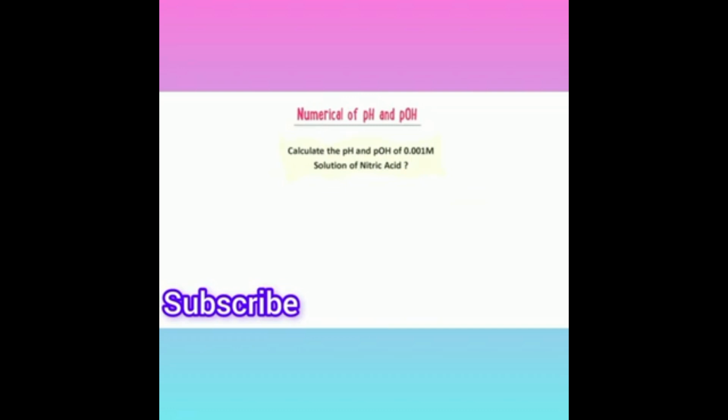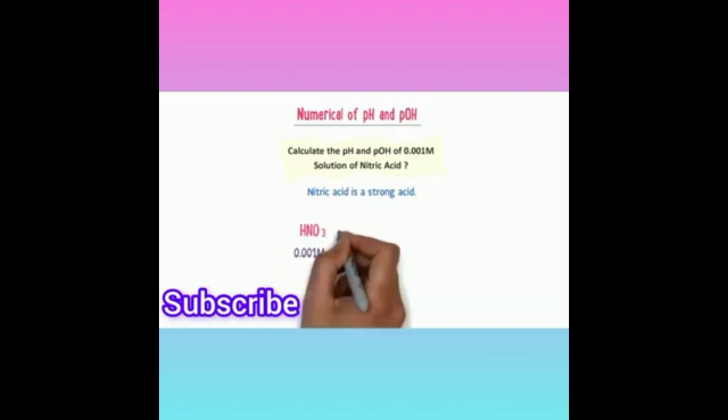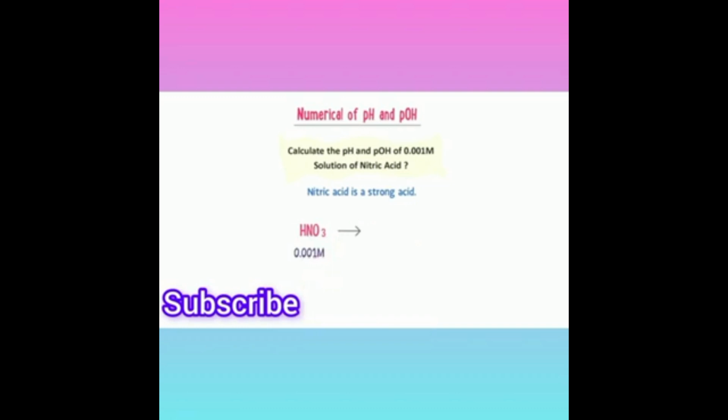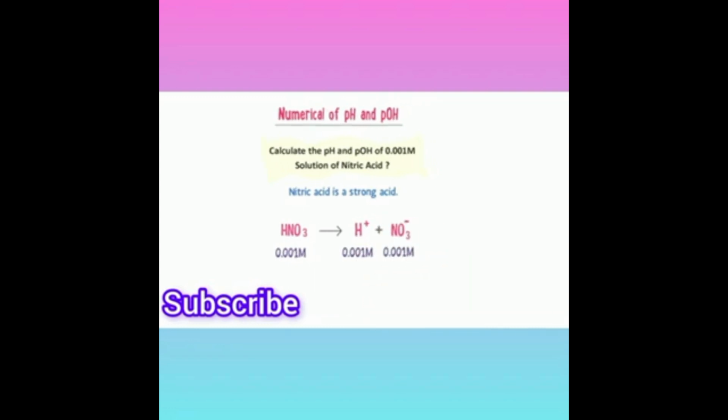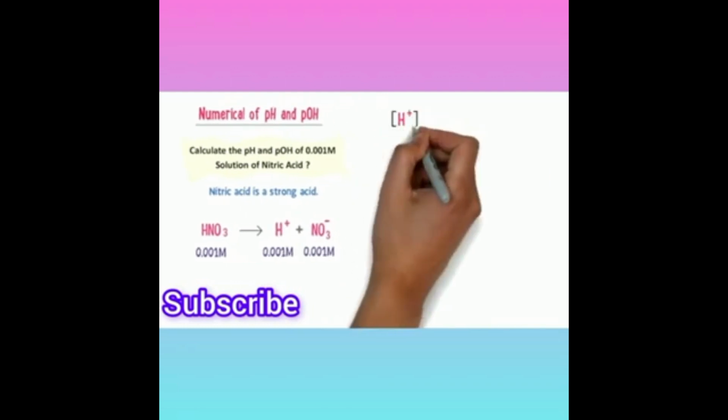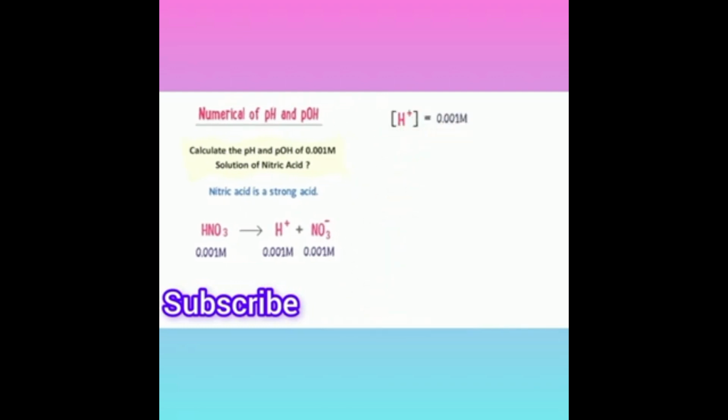Well, we know that nitric acid is a strong acid. It means that it completely ionizes in water. When 0.001 molar solution of nitric acid is dissolved in water, it completely ionizes into hydrogen ion of 0.001 M and nitrate ions of 0.001 M. So the concentration of hydrogen ion is 0.001. Our concentration of hydrogen ion is equal to 10 to the power negative 3.